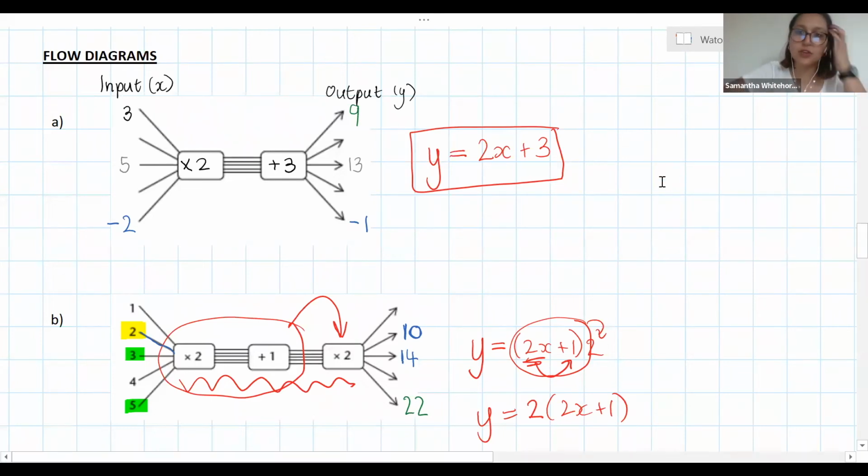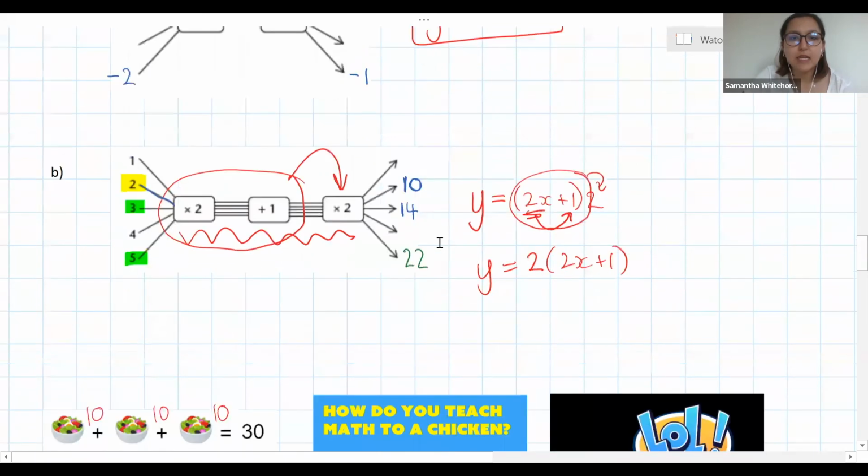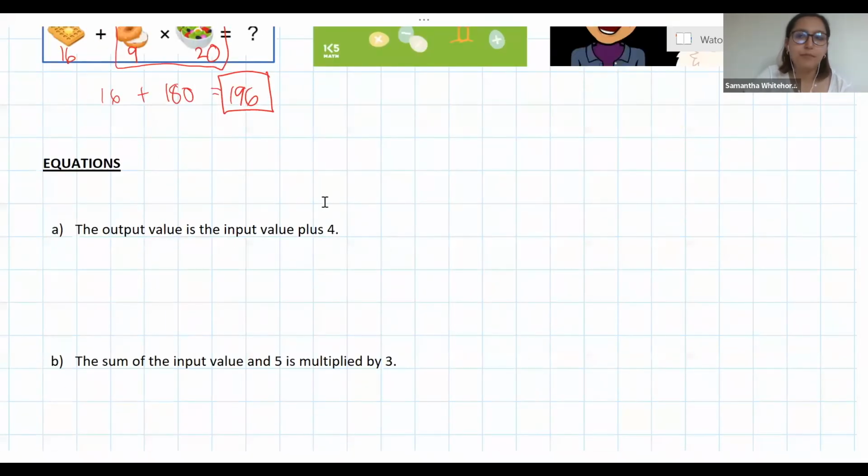Okay, right. So that is flow diagrams. Like I say, don't stress yourself too much. What is important is that we're able to perform these operations as we go along. The last two ways of representing our relationships is really what we're going to focus on as we move up into maths.